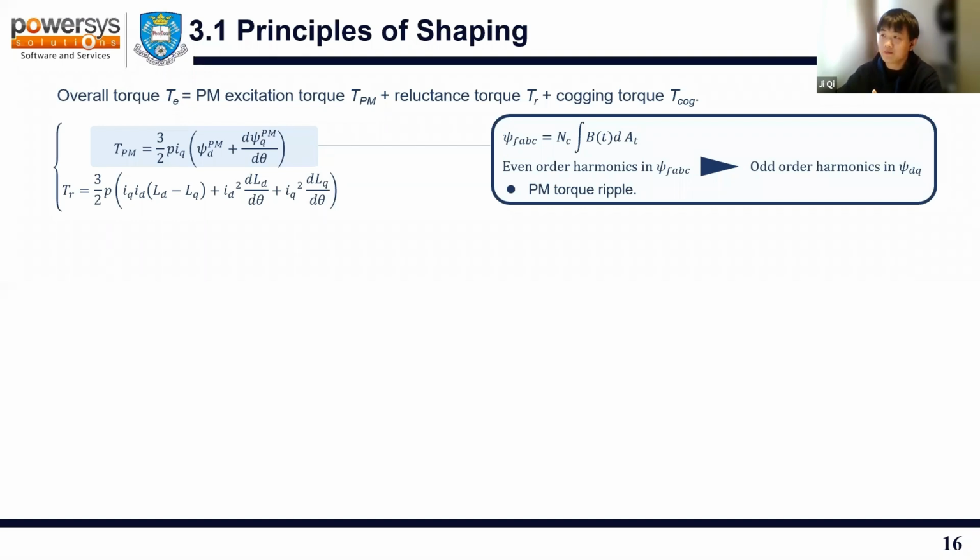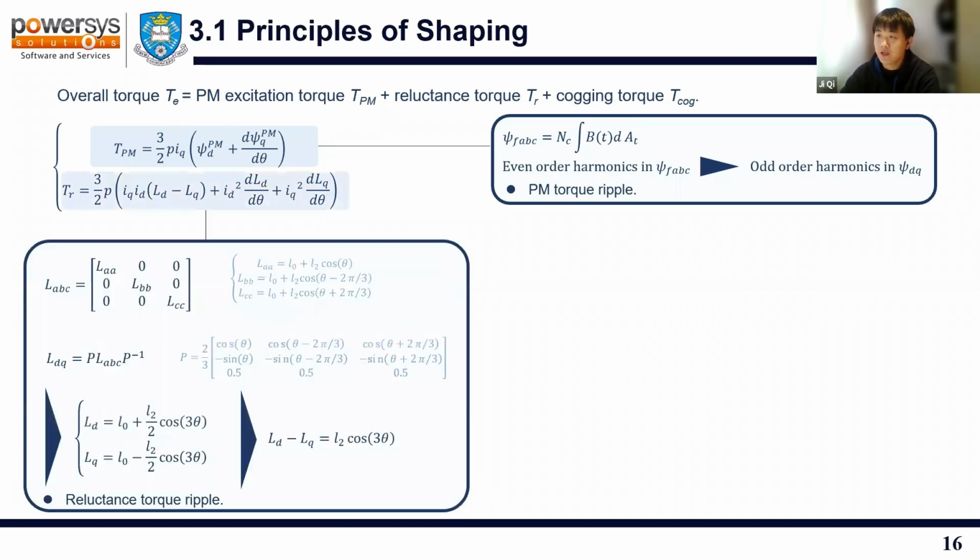And for the reluctance torque, as shown in the second formula here, it is directly related to the inductance waveform. Let's suppose the mutual inductance is 0 for our consequent pole machine, and we just consider the DC part and the first order harmonic in the self-inductance. We can find that it will lead to a large third order harmonic in the DQ axis inductance. This will cause the reluctance torque ripple.